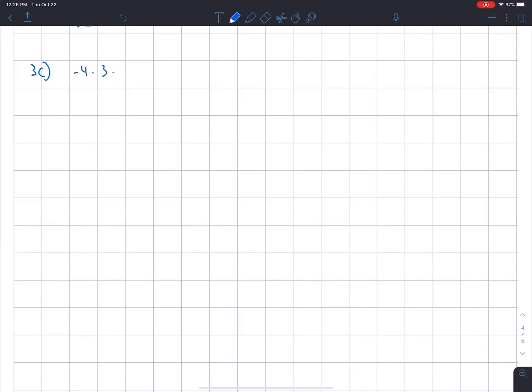Negative 4 times 3 times negative 4 times 3. So I have 2 negatives, my answer will be positive, just positive 4 times 3 times 4 times 3, and we get 144.